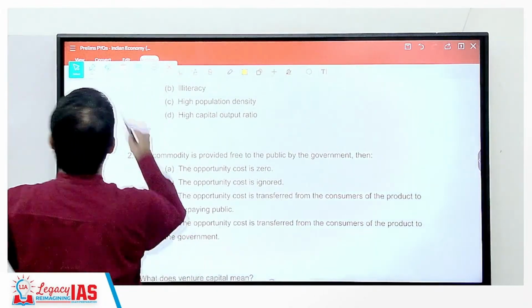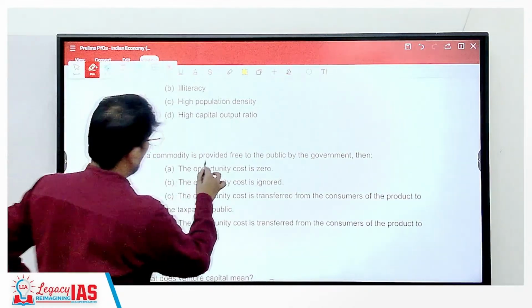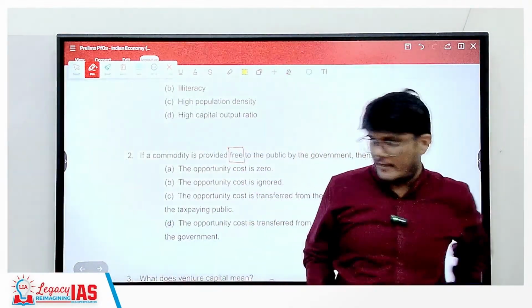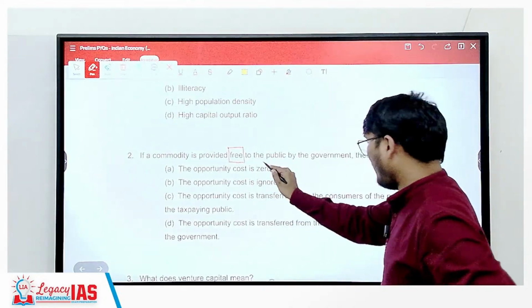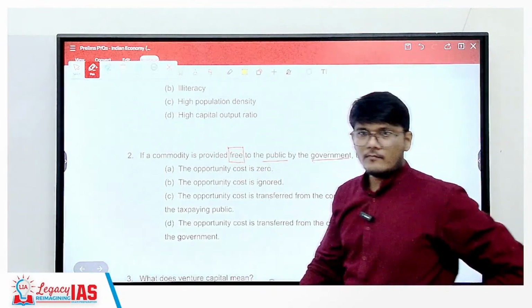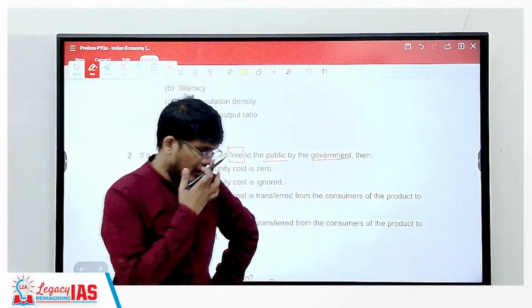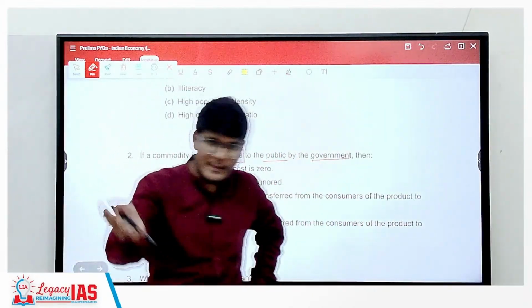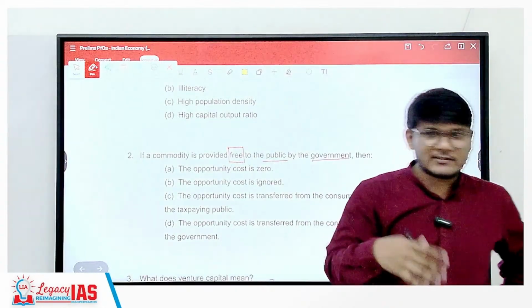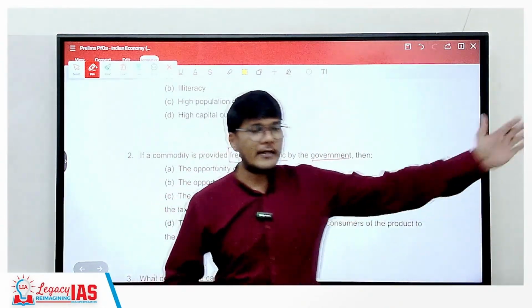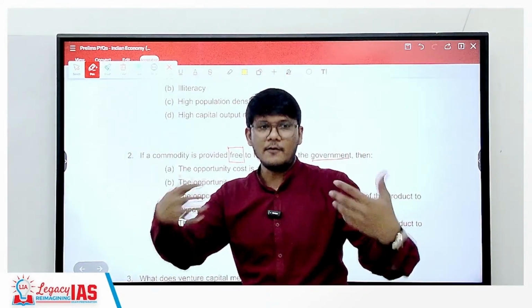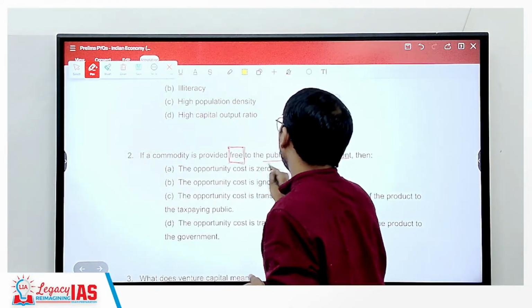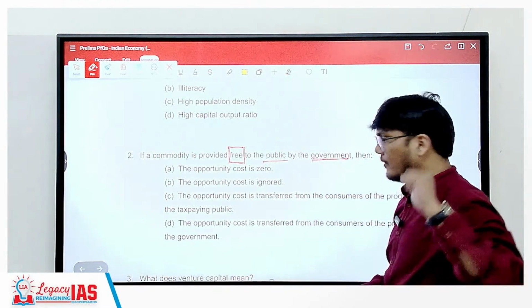So, the next question says that if a commodity is provided for free, so you are getting a free commodity. If a commodity is provided free to the public by the government, let's say for example, even roads are free. Of course, we say it's my road, I have paid taxes, all that is fine, but after paying taxes which you are obliged to pay, whatever you are getting from the government is like a public good, a free good. So if a commodity is provided free to the public by the government, then what happens?